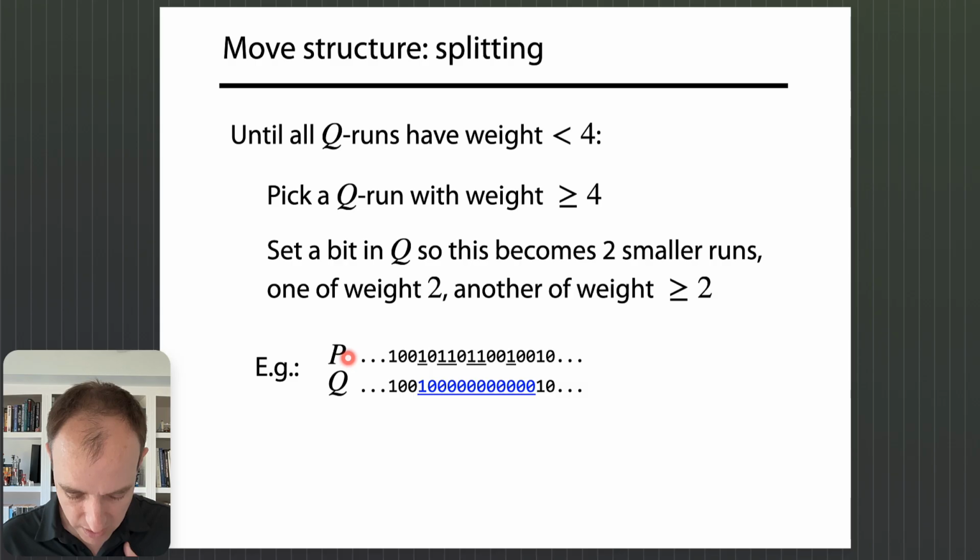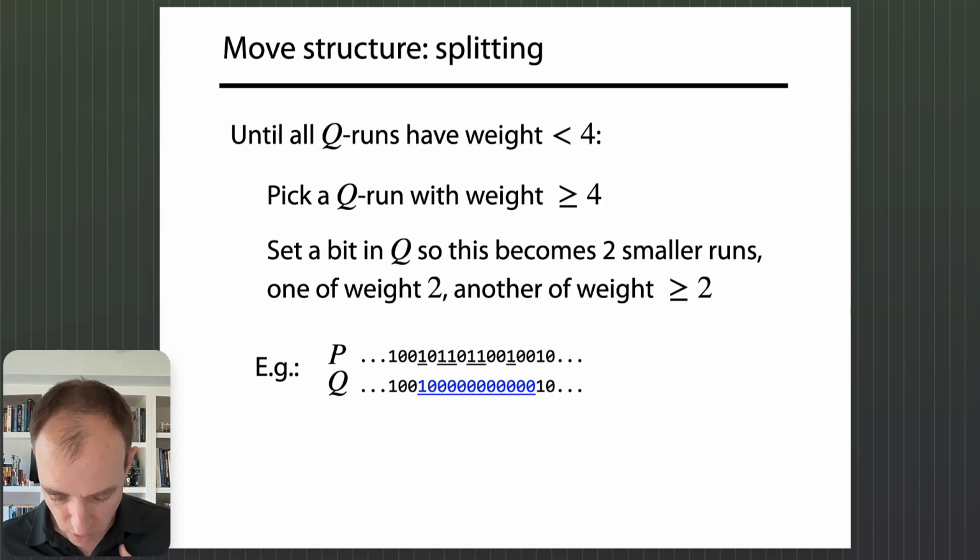I'm showing only an excerpt from P and Q, but these are parallel portions of P and Q, so the same offsets in P and Q. And so here's a Q run. If we just look up at P and count the number of set bits inside that run, we see 1, 2, 3, 4, 5, 6. It has weight 6, this Q run.